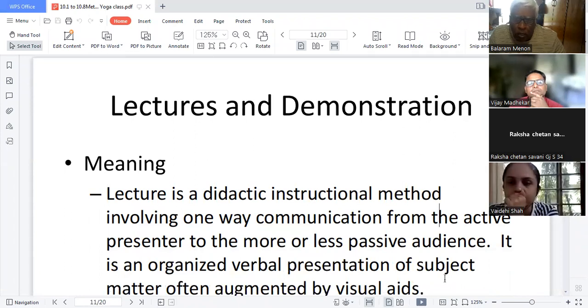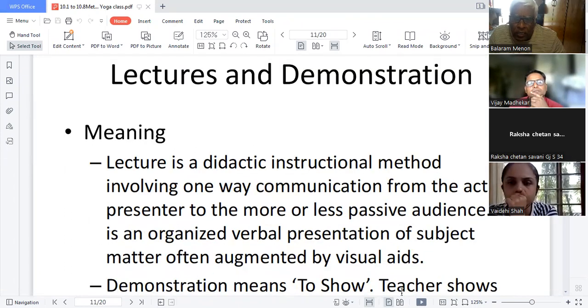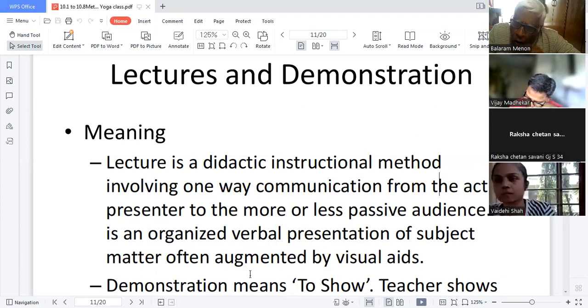So more or less a passive audience in an organized presentation of subject matter, often augmented by visual aids. Nowadays, you have seen in the junior classes, in the junior KG classes, audio presentation is much more effective than what is written on the blackboard. Why? Because the pictures shown in the audio will remain in the mind of the students. So audio presentation is also acceptable.